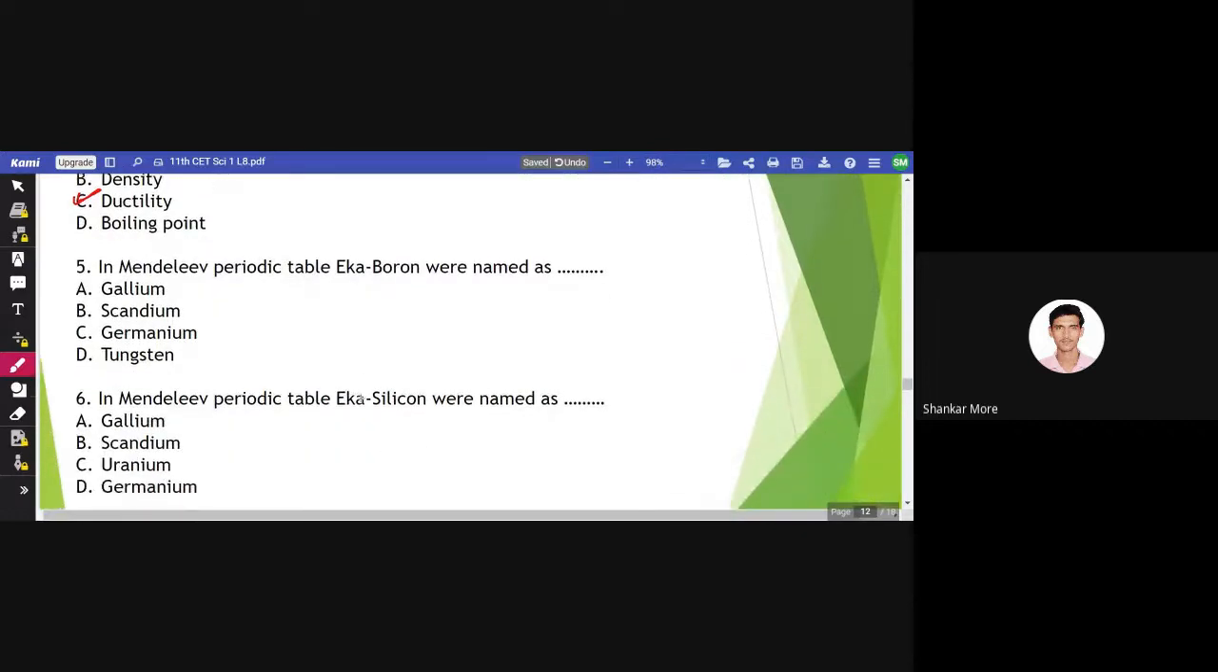Chalo. So in Mendeleev's periodic table, Eka-boron was named as gallium, scandium, germanium, tungsten. Which one is correct? Okay, Manan is very sure that it is scandium. Okay, so everyone is giving the answer scandium, which is the correct one. So mark it as scandium.